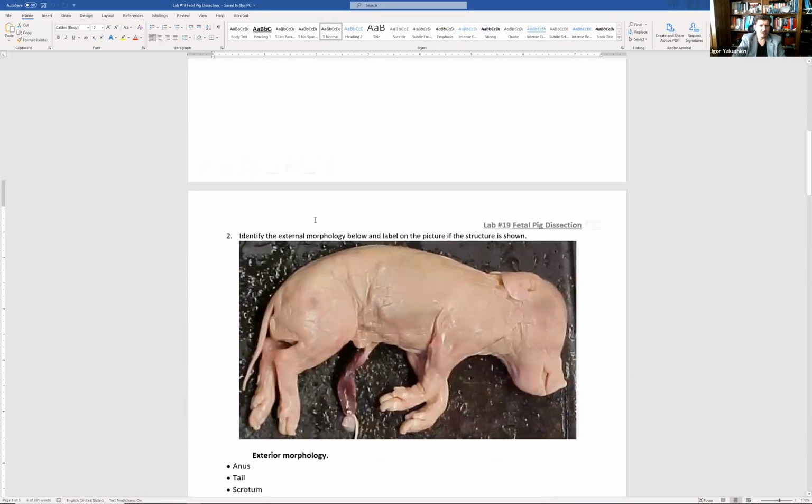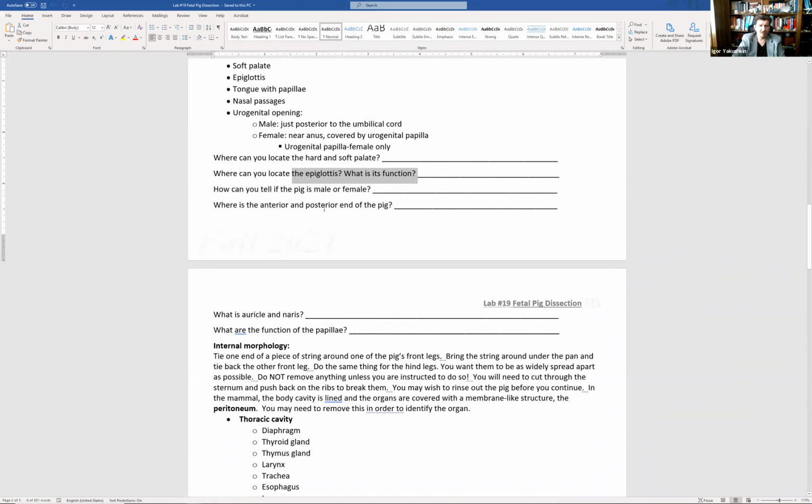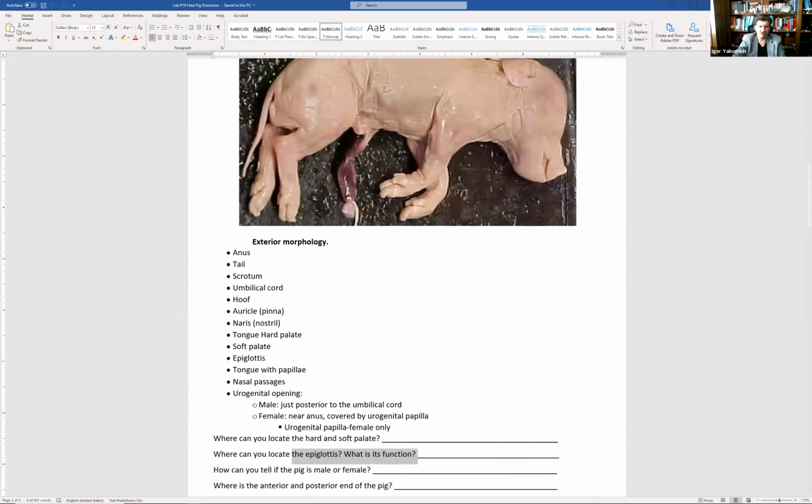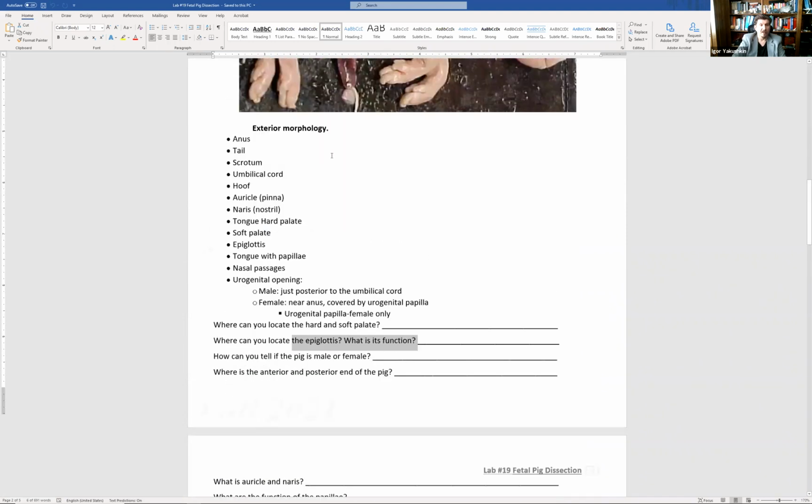So let's see how you can tell pig female or male. Males will have scrotum, the female will have a urogenital opening or urogenital papilla. Where is the anterior and posterior? Anterior is the head, posterior is the back side.